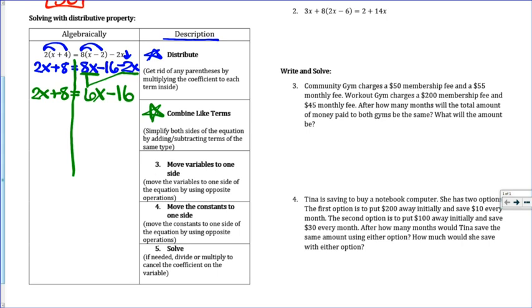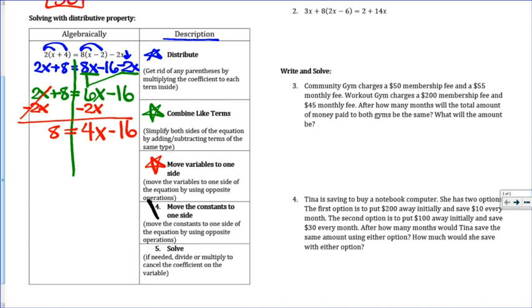Next, we're going to use opposite operations to move our variables to one side of the equal sign. I have 2x on the left, 6x on the right. I'm going to move my 2x over to the same side as my 6x. Because my 2x is positive, we're going to subtract 2x on both sides. Those cancel. Bring down the 8. 6x minus 2x is 4x. And then carry down that negative 16.